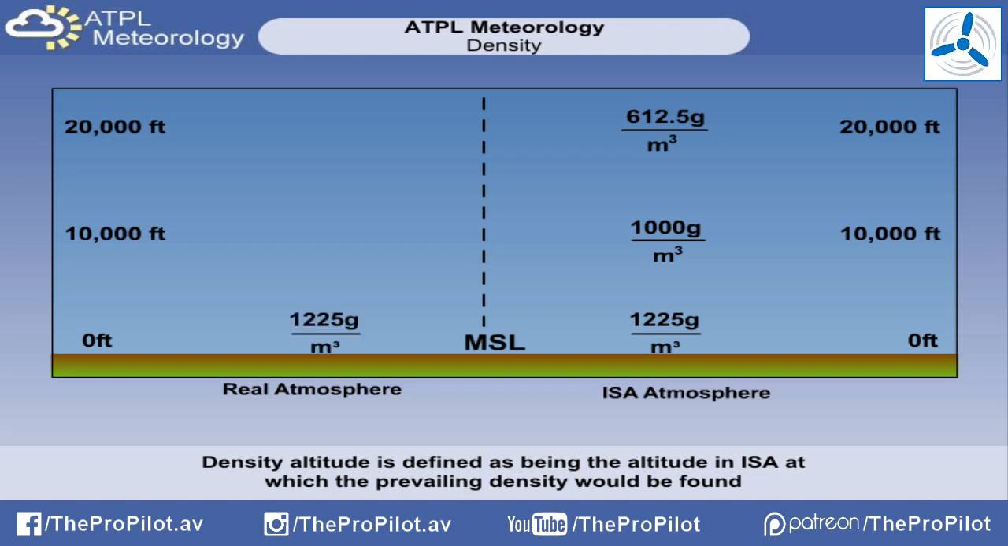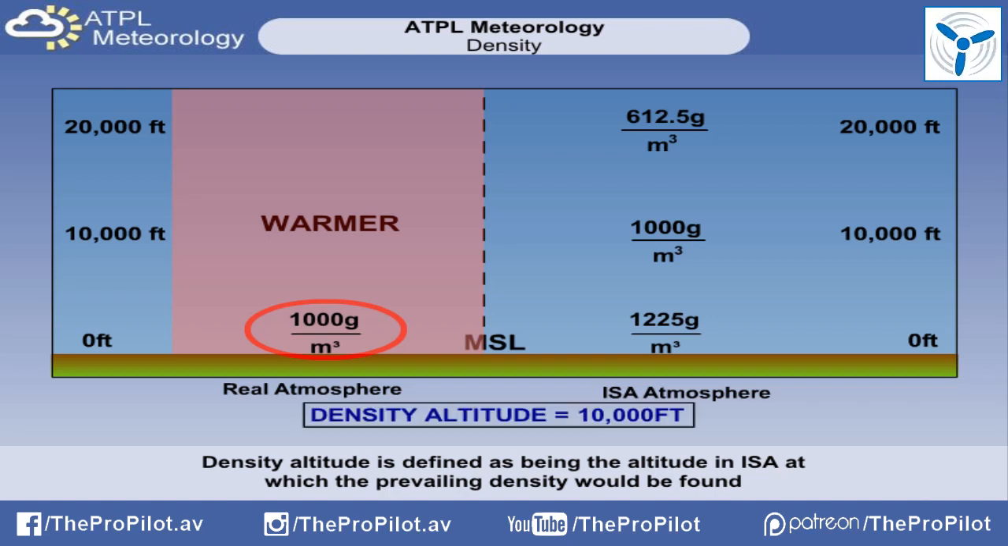Let's say we're at sea level and the atmosphere happens to be exactly the same as standard. The density at sea level in the real atmosphere will therefore correspond exactly to that found at 0 feet in ISA. However, now let's increase the temperature of our location at sea level. We now know that the density will be less. This new lower density at our location corresponds to a density found at a higher altitude in ISA. In our example, we can see that the density at sea level in the real atmosphere equates to a density found at 10,000 feet in ISA. We therefore say that the density altitude of our location is 10,000 feet.